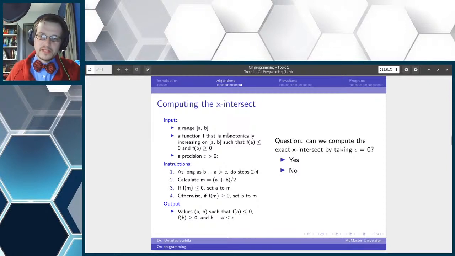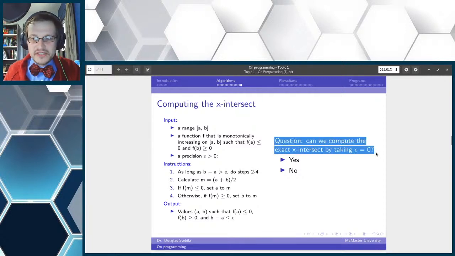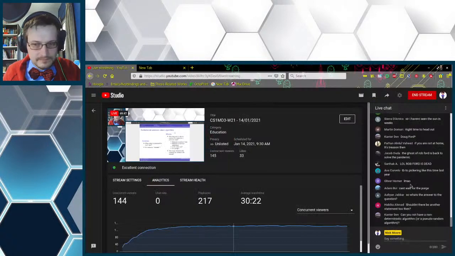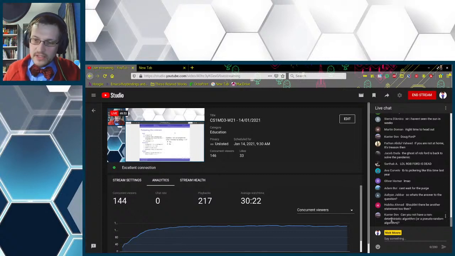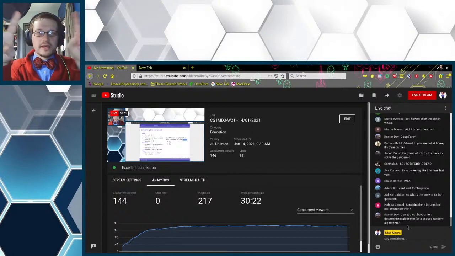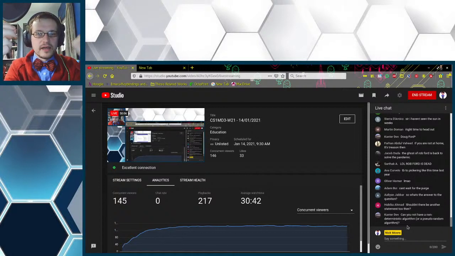So, here's another question. Can we compute the exact x-intercept by taking epsilon equal to 0? What do you guys think? Can you have a non-deterministic algorithm or a pseudo-random algorithm? Well, that's actually an interesting question. Definitely possible. Pseudo-randomness is definitely a thing.